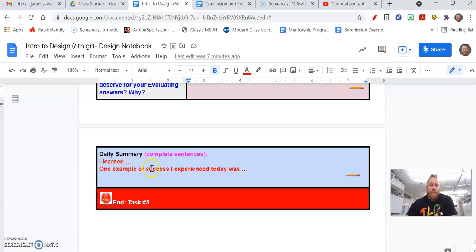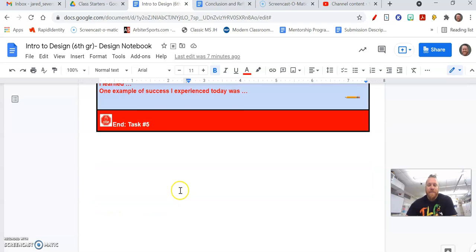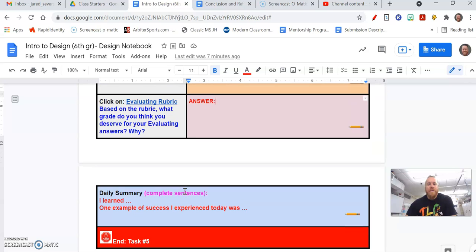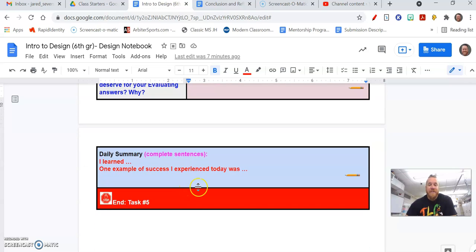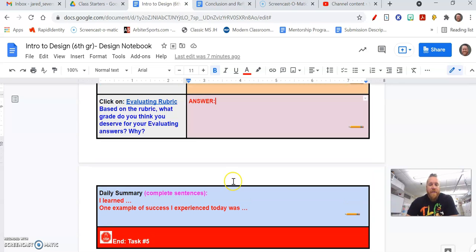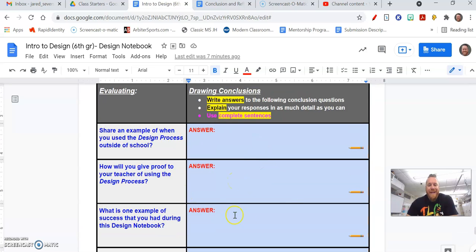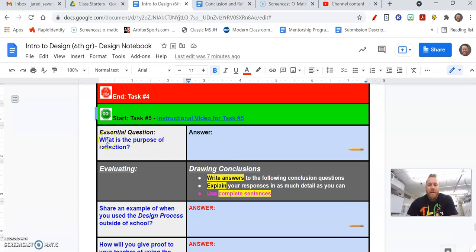What did you learn? And what was one example of success that you experienced today? Then you see the stop sign, the end of task number 5, and there is nothing left in there, which means you have completed this design notebook. Once you are done, go back to Schoology and submit, and your teachers can help you do that if you're not sure how to submit or turn this in. All right? So if you have any questions, please reach out to your teacher, but you are going to answer all of those conclusions, and then think about why are we doing this? What's the purpose of reflection? Make sure you have answered all your essential questions in your design notebook as well. So reach out to your teachers for help. Good luck. Get this done and completed.